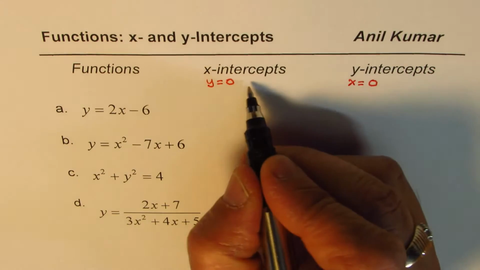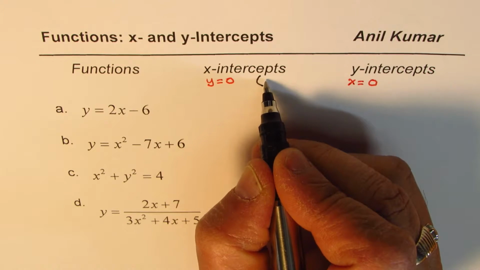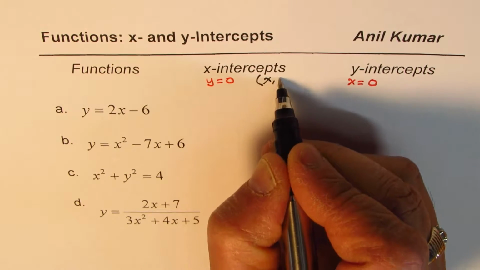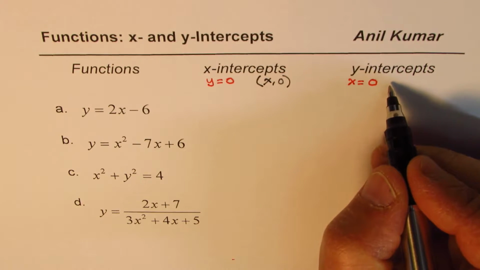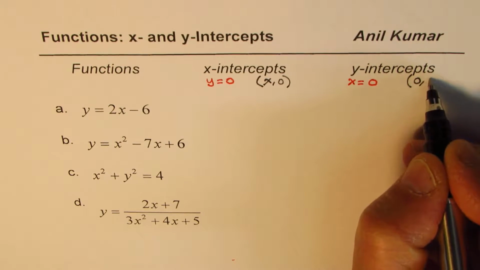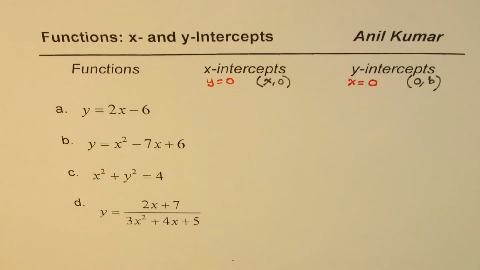You would also write coordinate points in the form x-intercept, whatever the value is, and the y value would always be 0. In this case for the y-intercept, the x value is going to be 0, and then you write the y value, y-intercept. There's always one y-intercept, if at all there is. Normally we write letter B for it. Okay, so let's see how to calculate these intercepts.